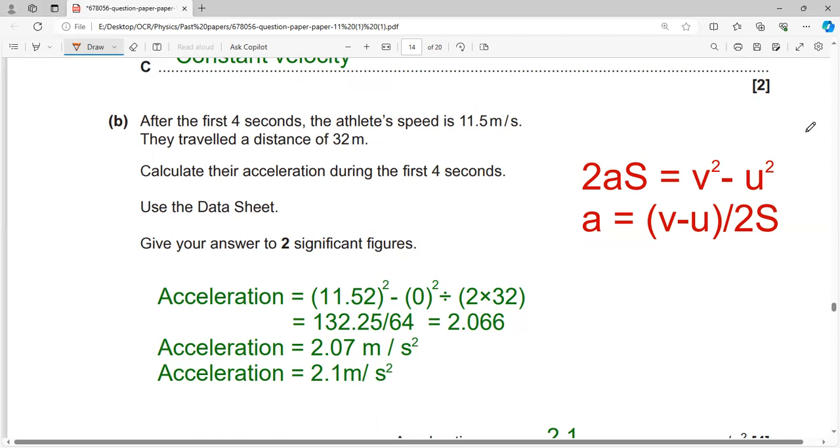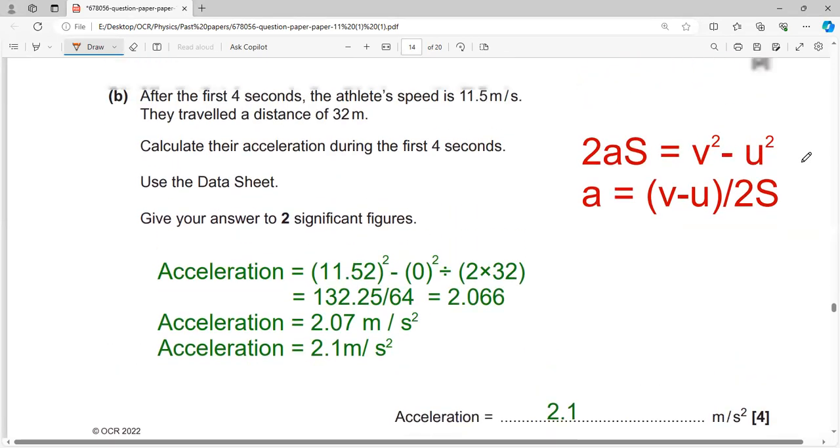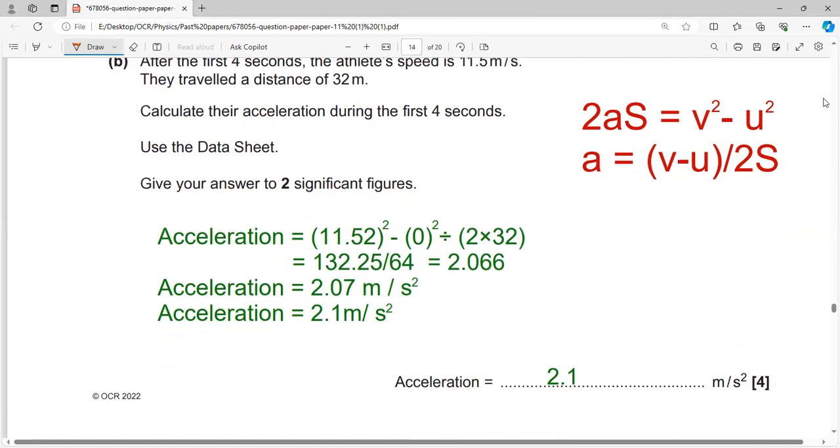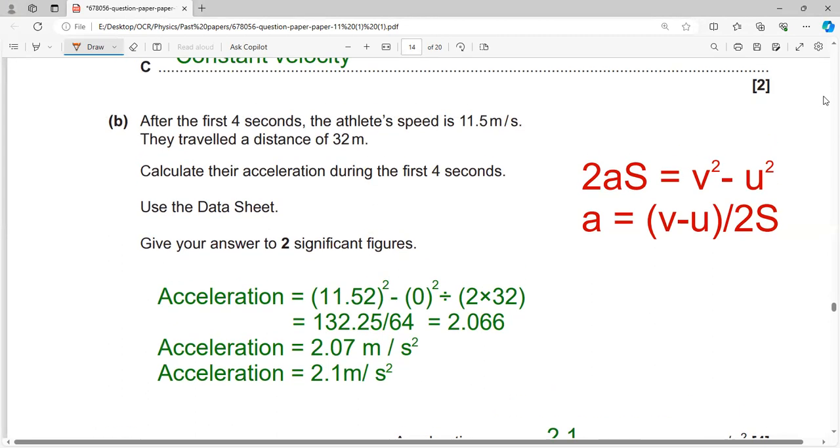So in this way, we can modify this formula according to the requirement because we need the acceleration here. 2as is multiplying, so on the other side it will divide. So that will be our given formula. So we're going to calculate this final value. So now here you can see the acceleration is equal to 11.5 squared.